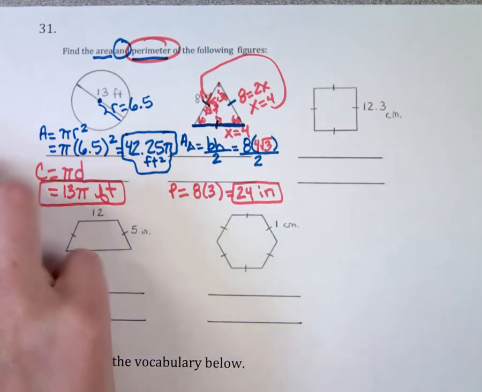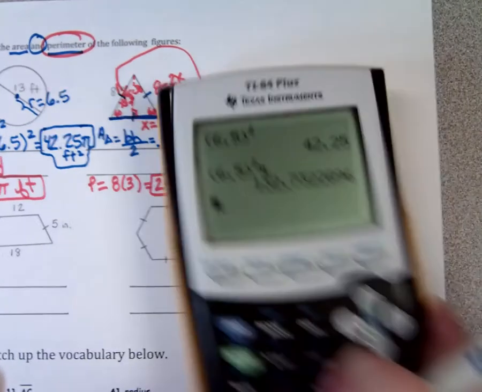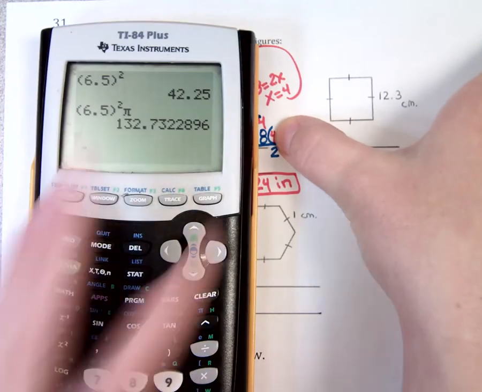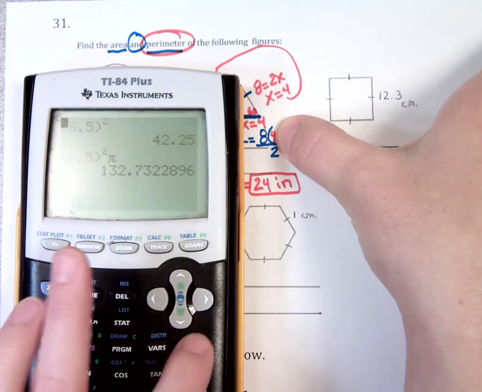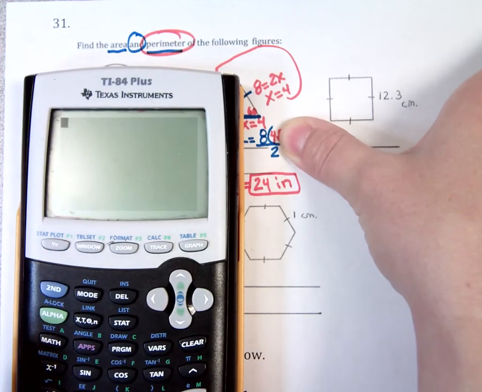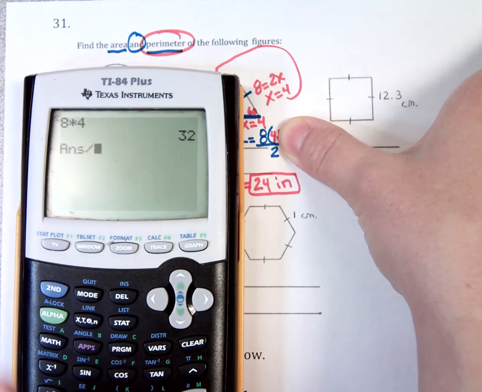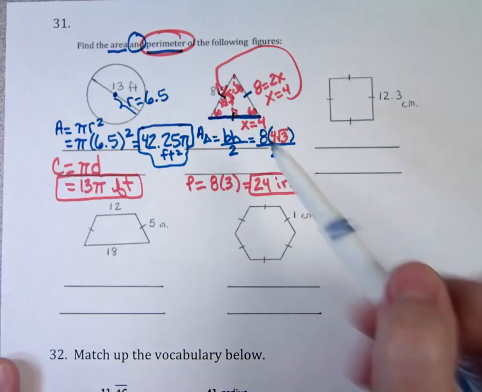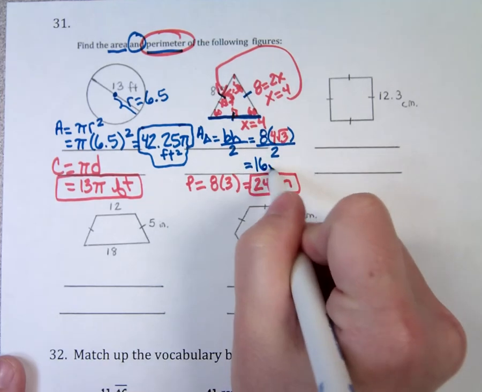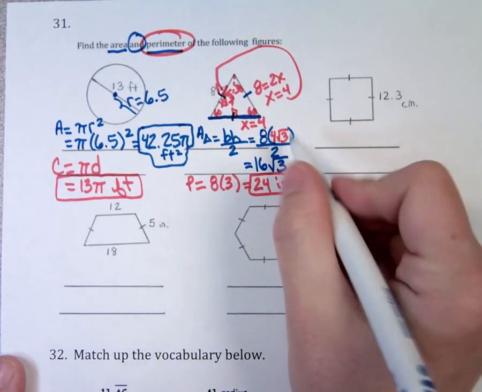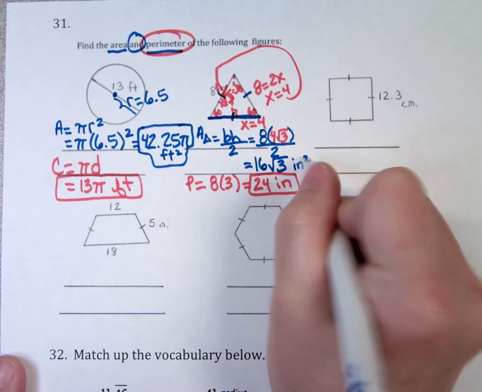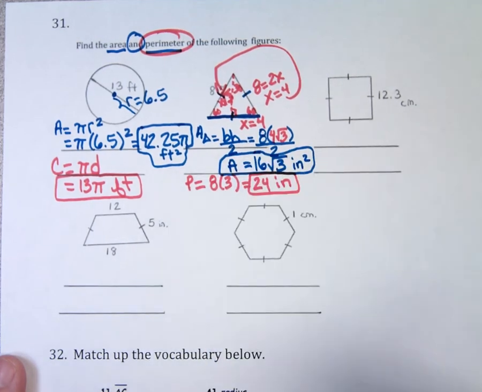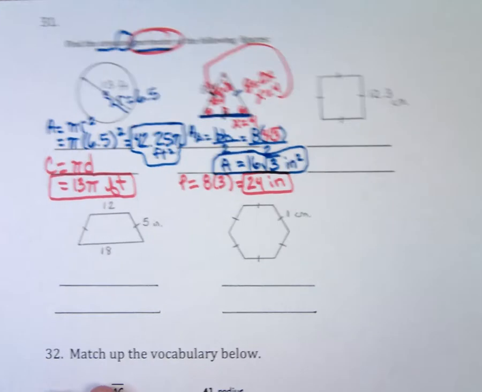Okay, I'm going to keep this in simplest radical form. And so I do that by simply taking 8 times 4. I just ignore that square root of 3. I take 8 times 4 and divide by 2. And then I attach the square root of 3 back behind it. So this is 16 square root of 3. And because it's area, that would be units squared, so inches squared. And that's the area of our triangle. 16 square root of 3 inches squared.